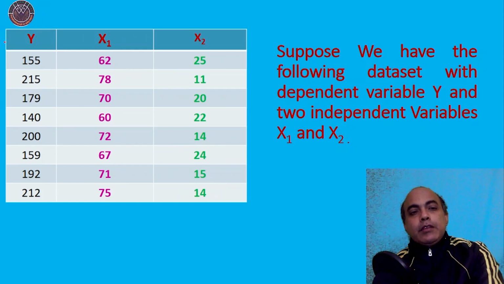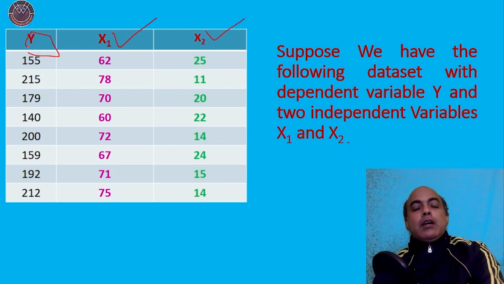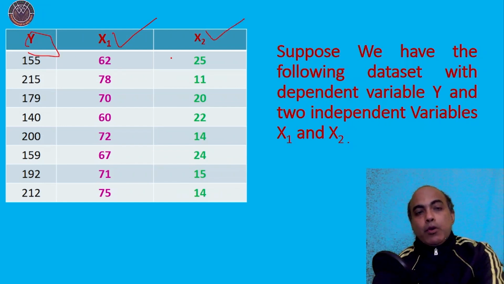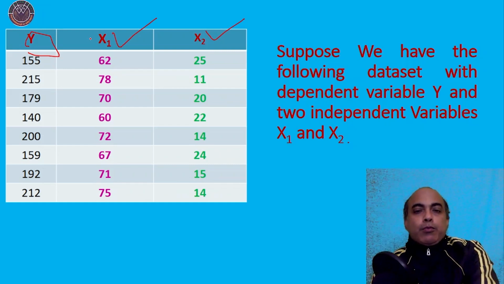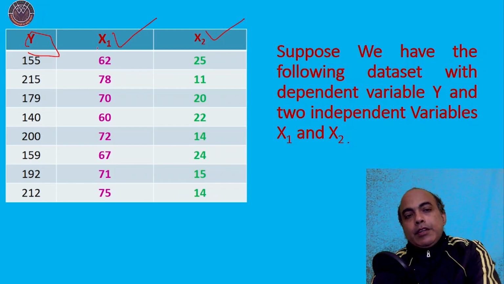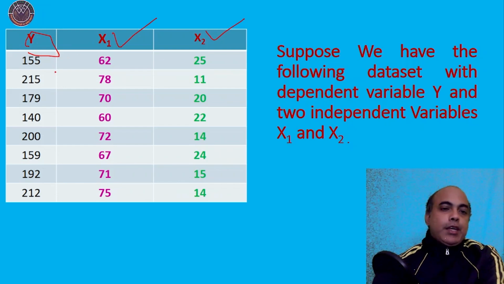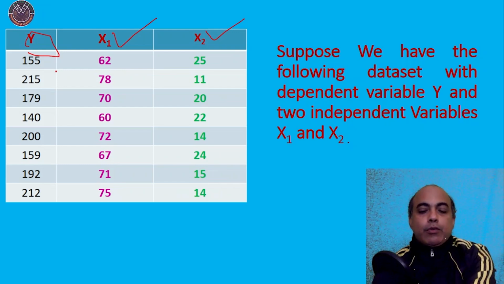Let us see, this is one example. Suppose we have the following data set with dependent variable y and two independent variables x1 and x2. So these two are independent variables, x1 and the other x2, and this is the dependent variable. So we have to perform regression and just try to see what the result is. These are two independent variables, so you have to perform the regression here and we will see the results, what is happening.